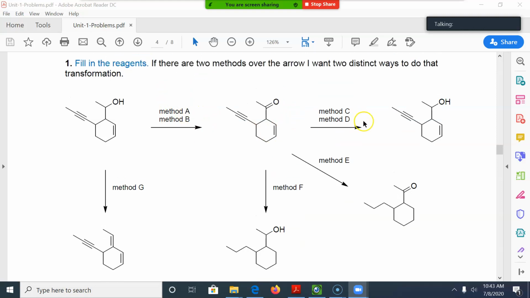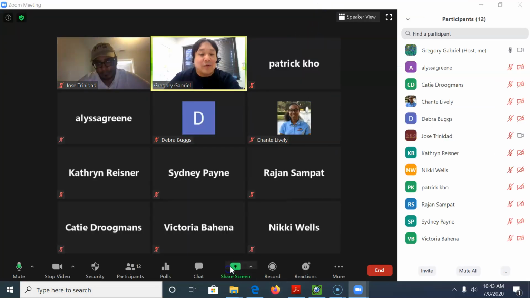Okay, what is the strategy here? The strategy here, for instance for the first one, is what is different between the starting material and the product. Well, the triple bond stays the same. The double bond stays the same. We oxidize the alcohol into a ketone. So what kind of oxidations do we know?